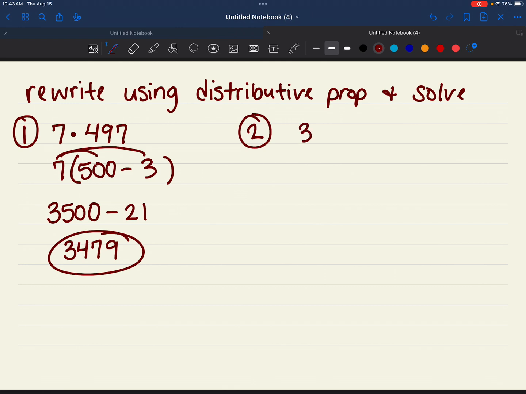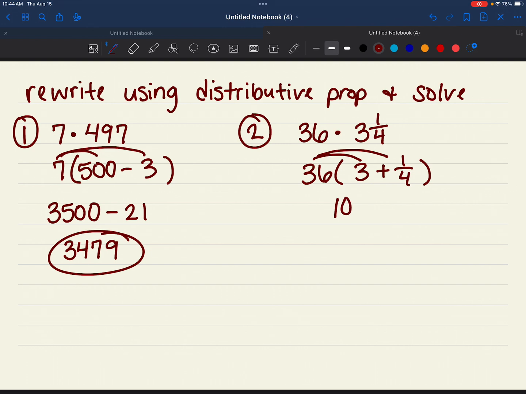Let's do this. 36 times 3 1/4. Now, anytime I have a fraction, I would separate that as your addition or subtraction problem. So I could change this to 36 times 3 plus 1/4. Now again, what it does is help us distribute better and maybe not have to use a calculator. Does anyone know what 36 times 3 is? 108.